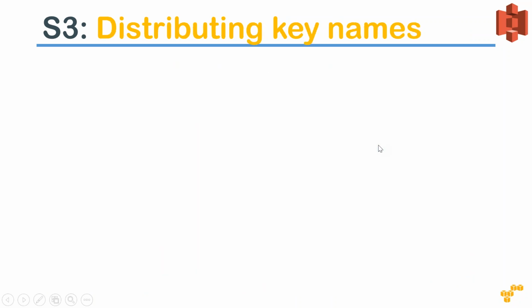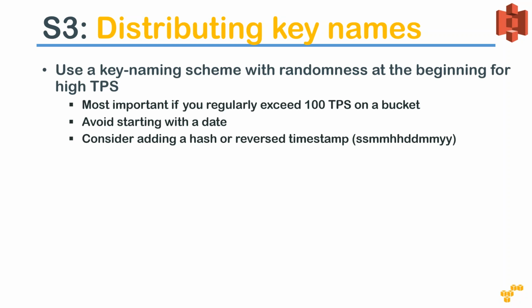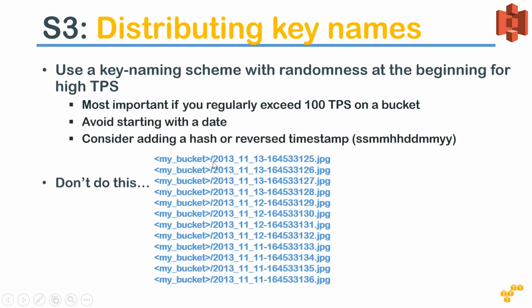And finally, this is a very good exam-based question: distributing your key names. Let us say you have a very high transaction processing system and you are storing a lot of files. Let us say that you are constantly exceeding 100 transactions per second on a bucket. Avoid starting with a date. Don't do something like this. If you have a bucket and then you have a date followed by the image name dot extension, don't do it like this. You don't want a serial number here.